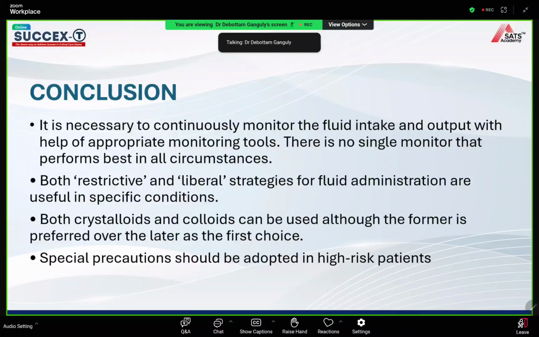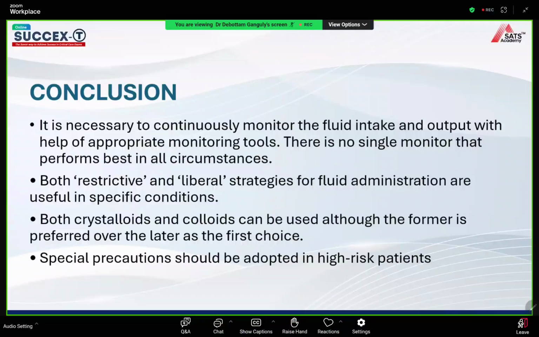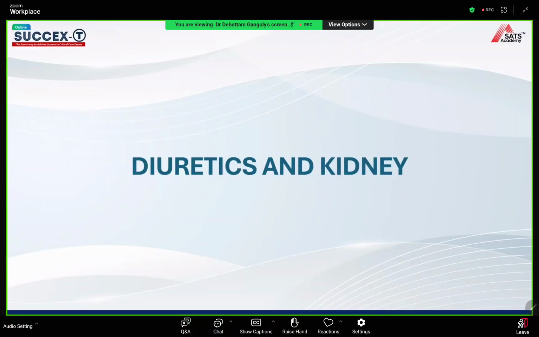So, this condition is important. We have to assess the patient, we have to assess the clinical condition, and we have to treat accordingly. Both crystalloid and colloids can be used, although the former is preferred as the first choice. So we can go for a restrictive strategy, we can go for a liberal strategy, we can go for crystalloid or colloid, but depending on the patient condition and the clinical scenario.